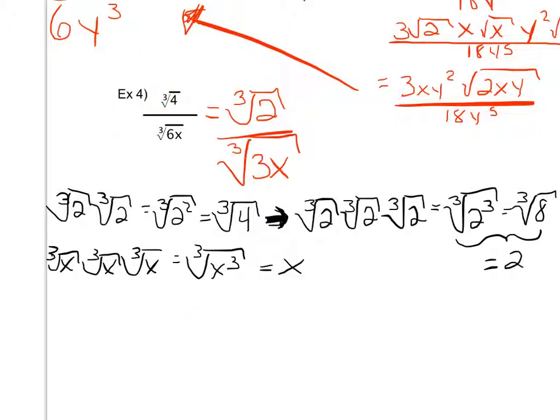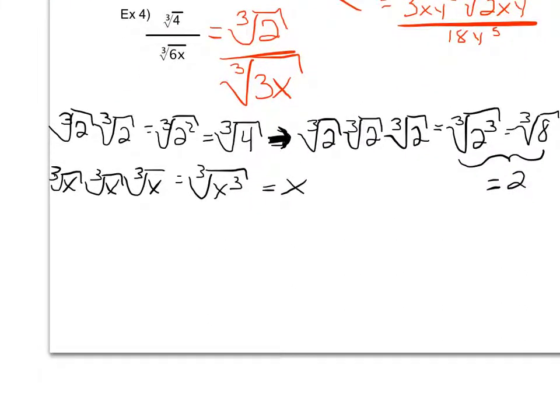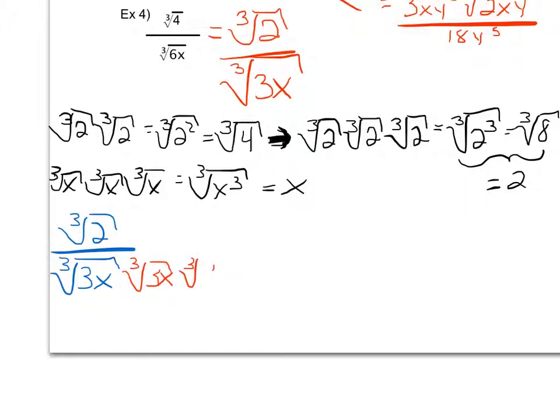So I'm going to go ahead and rewrite what I already have, which is the cube root of 2 over the cube root of 3x. Now I know that in order to rationalize this denominator and get rid of my denominator of cube root of 3x, I'm going to have to multiply it by cube root of 3x 2 more times. I need 3 total in order to get rid of my radical. I started with 1, I put 2 more on there.